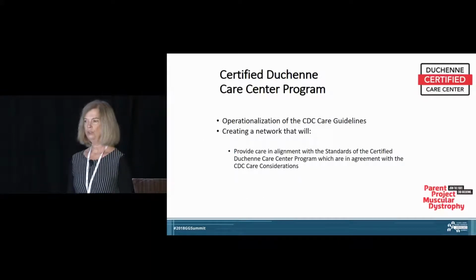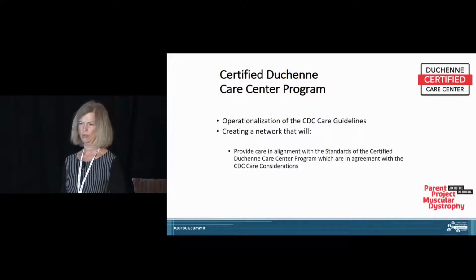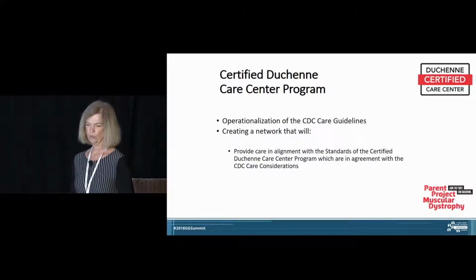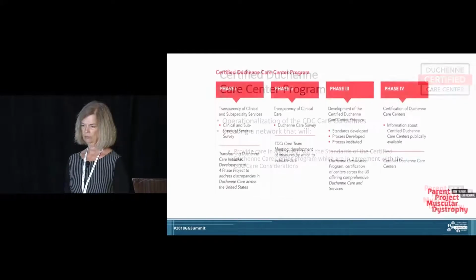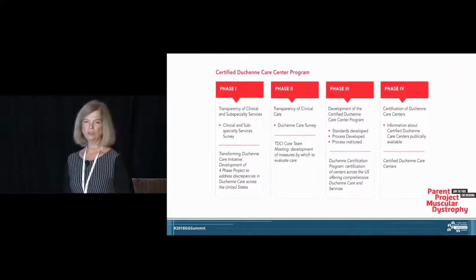So we decided to use those 4 themes and build upon them a program of certification. So we developed the Certified Duchenne Care Center program. And the goal of this program was to provide care and organize a network across the country and hopefully globally at some point that will provide care in alignment with the standards of the Certified Duchenne Care Center program, which were developed in alignment with the CDC care considerations. And the group decided to do 4 things.